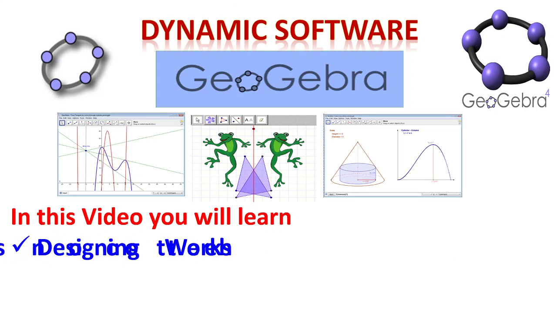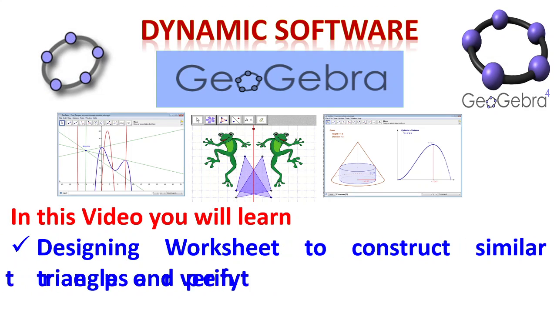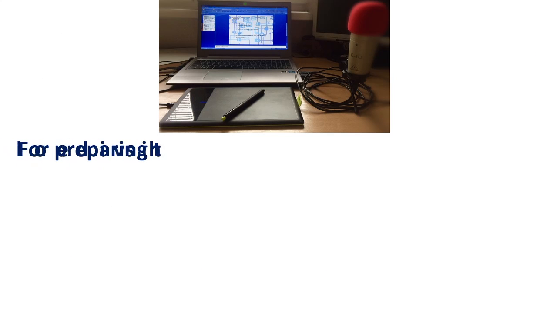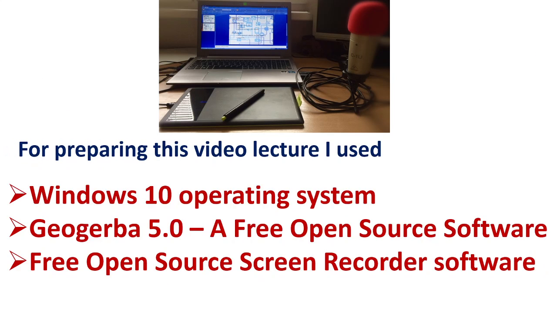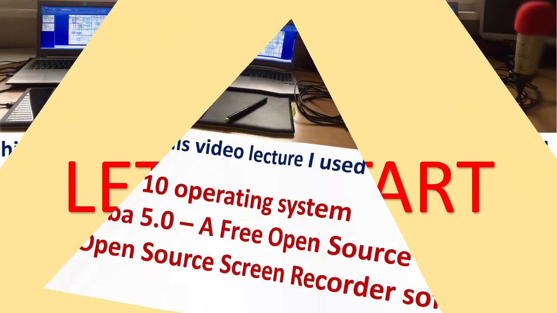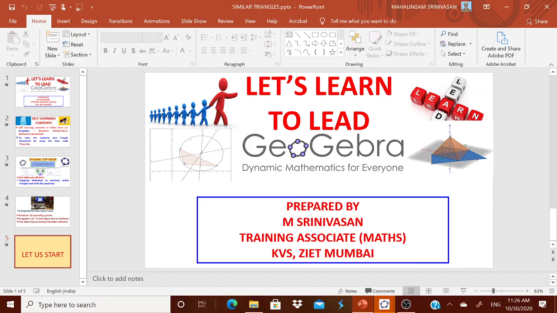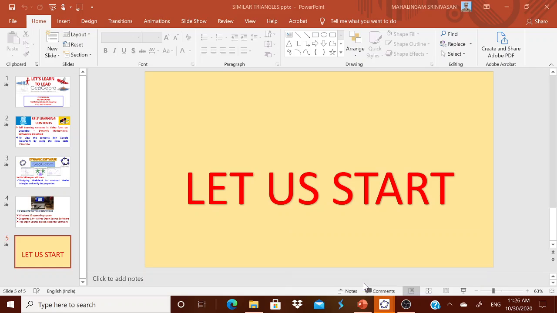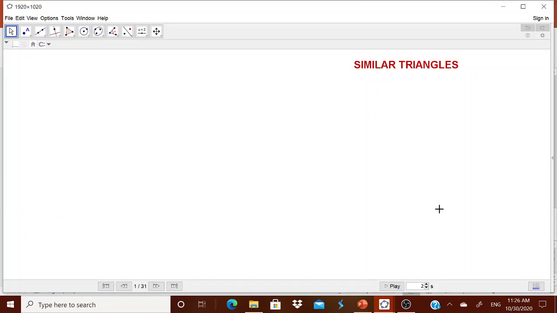In this video, you will learn designing a worksheet to construct similar triangles and verify the properties. For preparing this video lecture, I used Windows 10 operating system, a licensed version, GeoGebra 5.0, a free open source software, and free open source screen recorder software. Let us start. Let me show you the kind of worksheet which we are going to prepare.